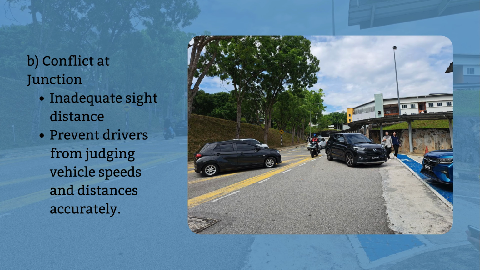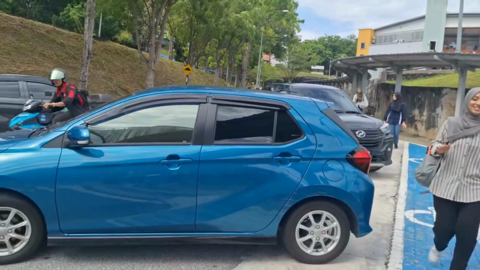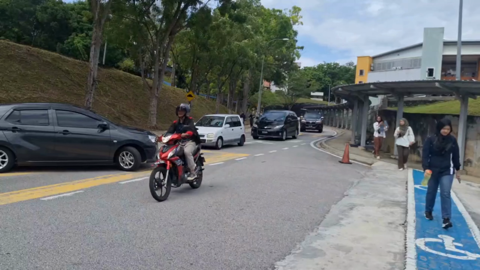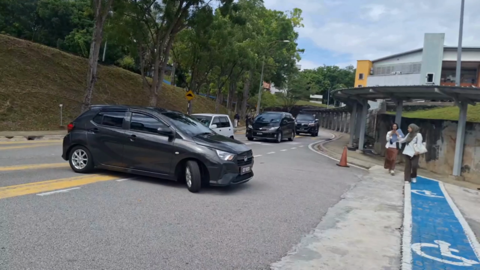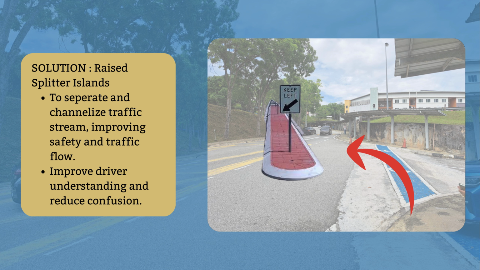This can cause inadequate sight distance. Obstructions such as buildings or parked vehicles can significantly limit a driver's ability to see approaching traffic, pedestrians, or cyclists. When sight distance is compromised, drivers have less time to detect potential hazards, make safe decisions, or execute necessary maneuvers. Obstruction may also prevent drivers from judging vehicle speeds and distance accurately, increasing the risk of collisions due to delayed reactions or miscalculations. The solution is to raise splitter islands.